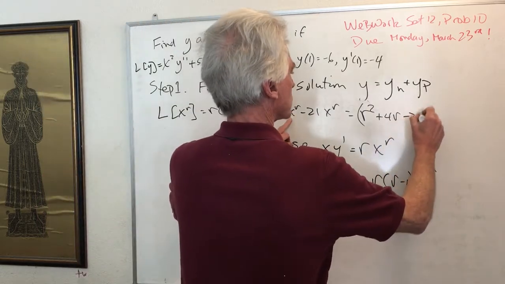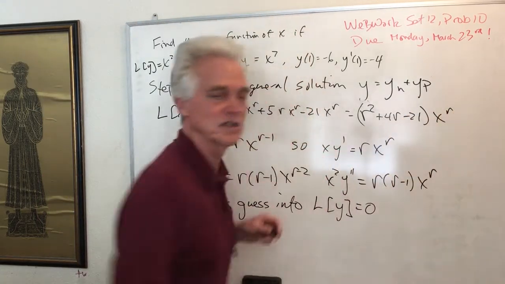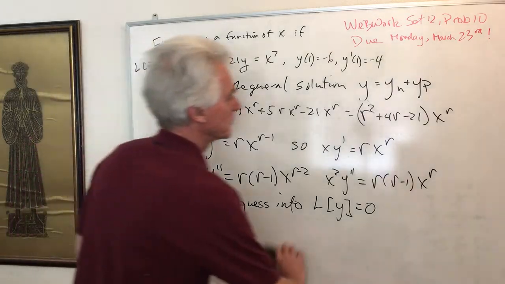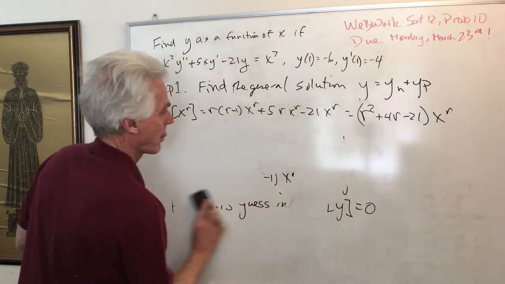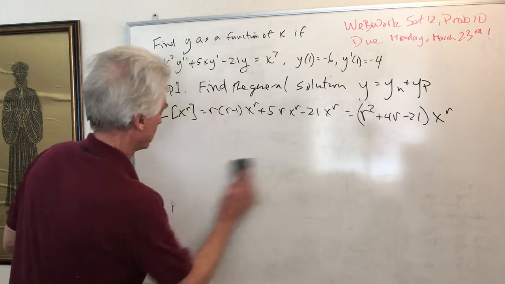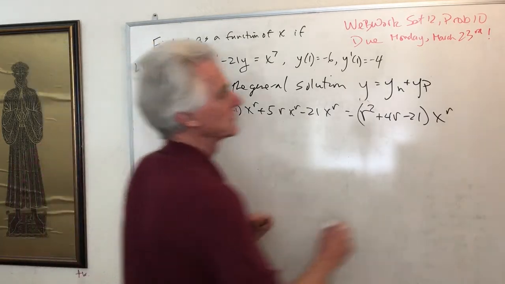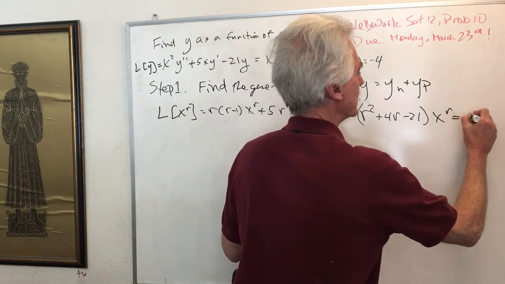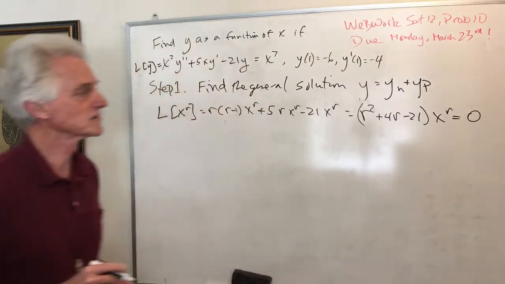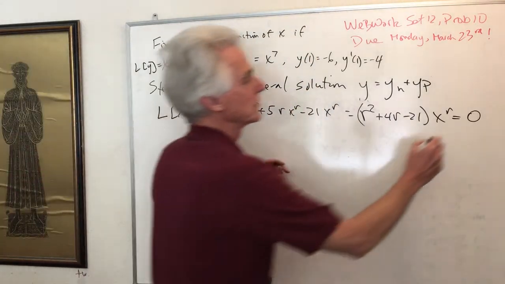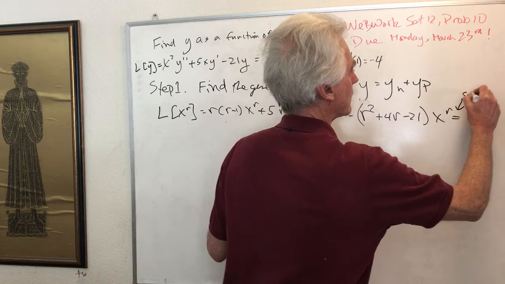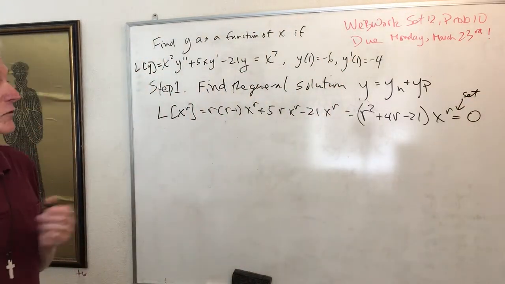And then I get minus 21 all times x to the r. And that's going to be a useful thing. All right. So what we're going to do is we want that to be 0 for all x. All right, we're going to solve Ly equals 0.